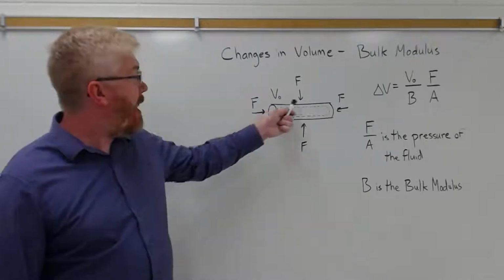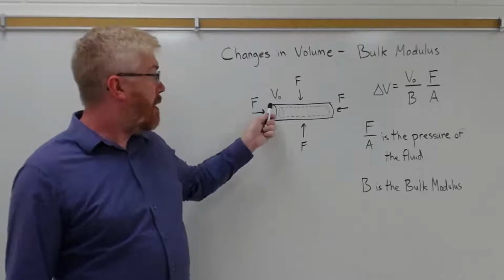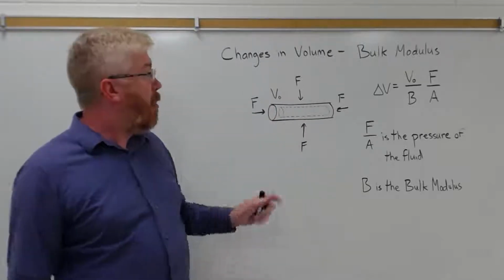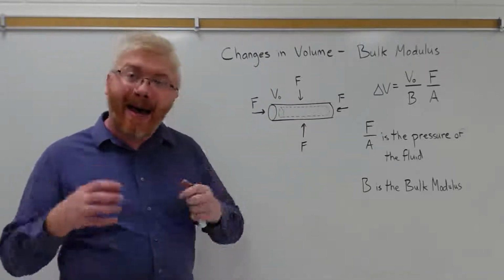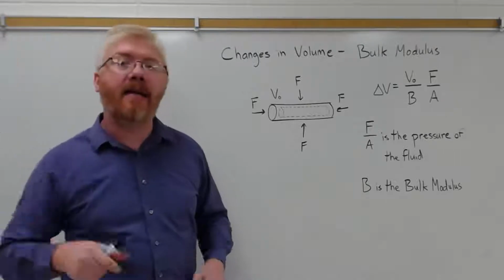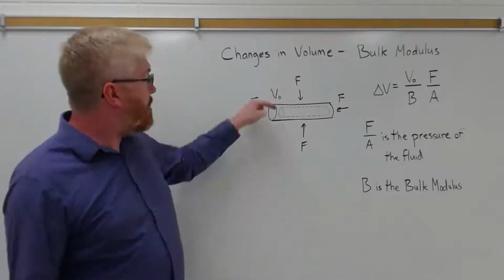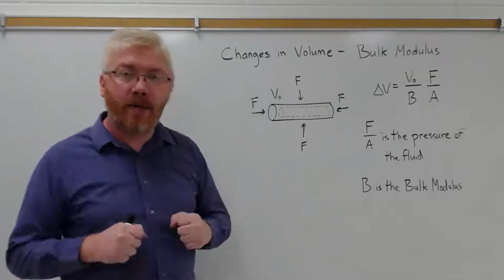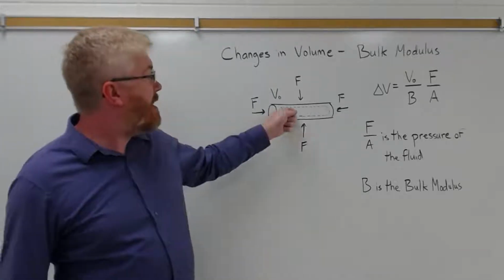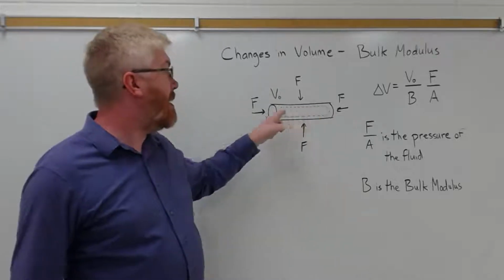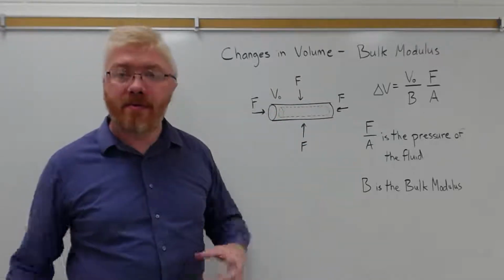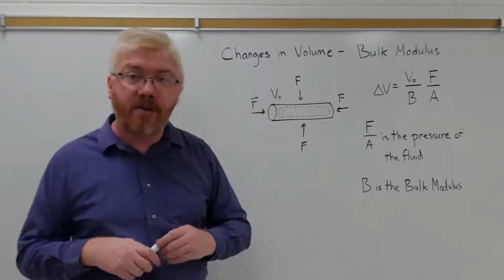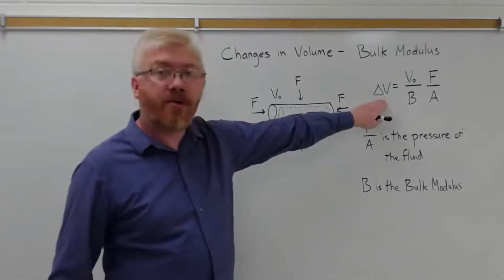So here we have a cylinder of some volume V naught. When placed in a fluid at high pressure, imagine this thing descending into the oceans, forces act in all directions on this object, squeezing it down, causing its volume to change. Now this little dotted line might be a future volume. The cylinder gets smaller in all dimensions. So there's a volume change.